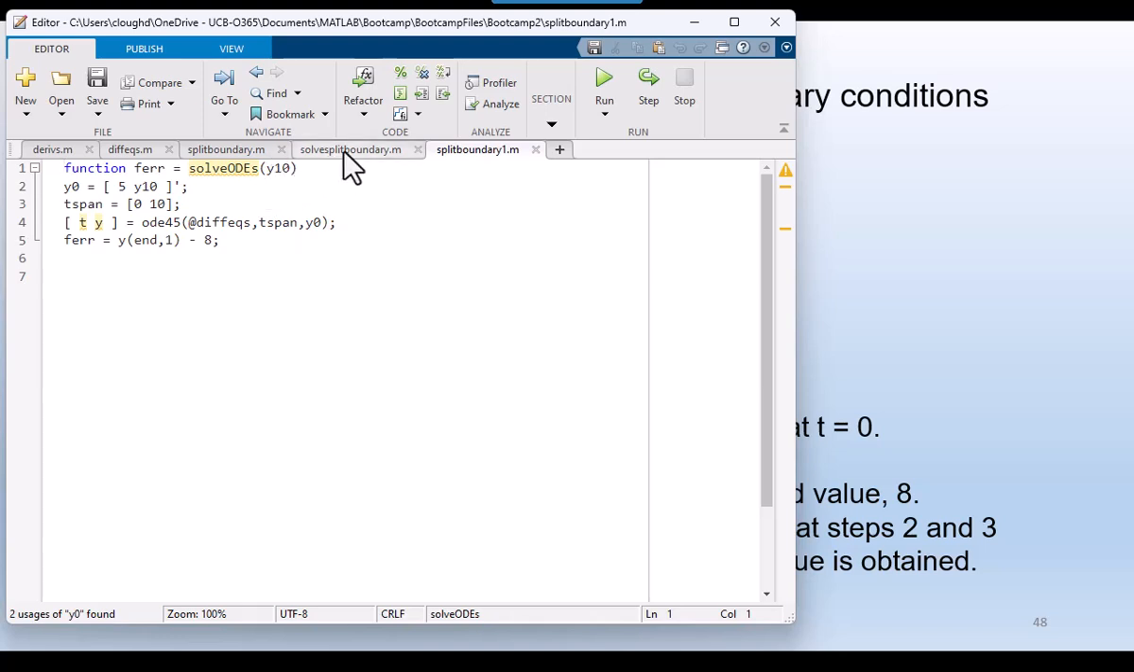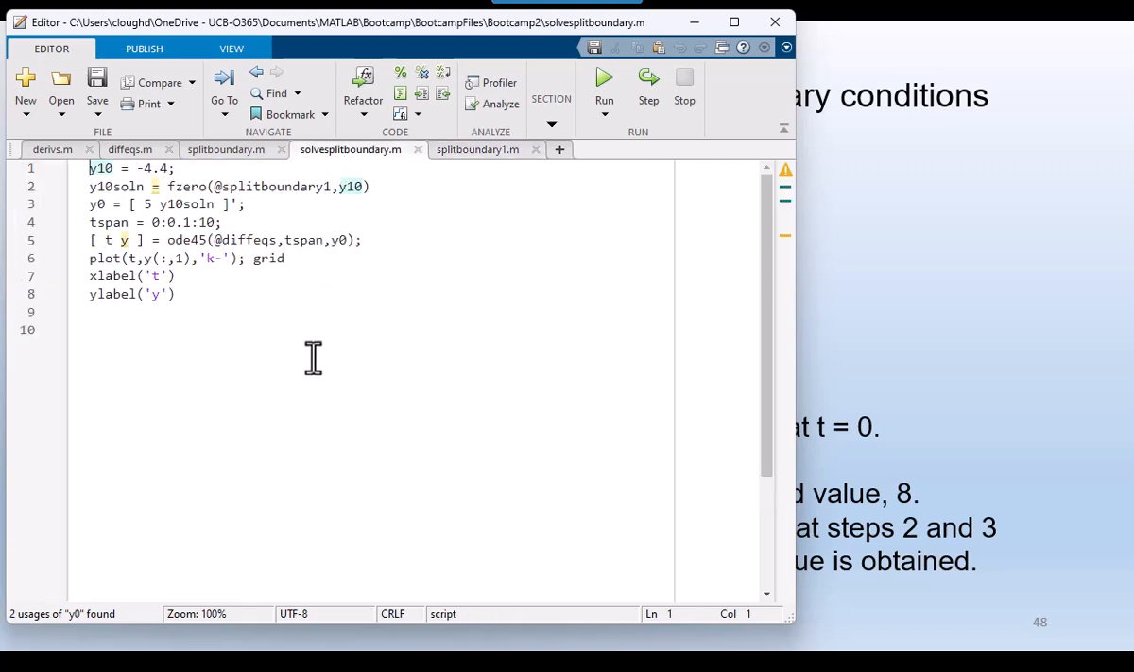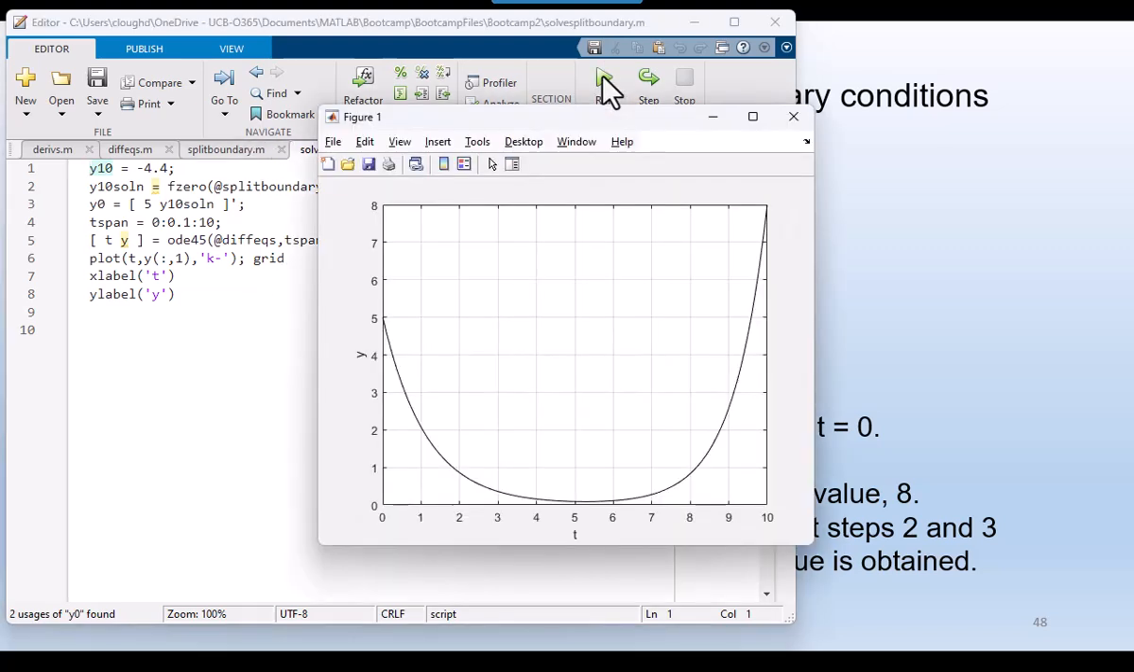So if we come back here, and then it's going to make a plot of the result. So if we come back here and run this, there is the solution. And you'll notice it starts at 5, takes a dive, almost to 0, and then ends up precisely at 8. Okay?